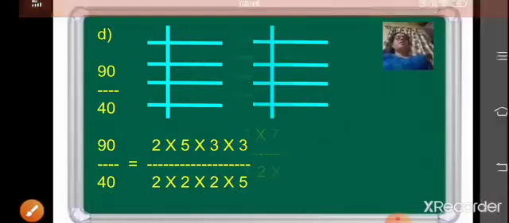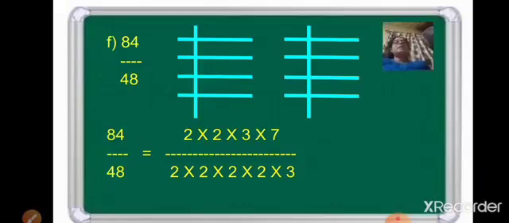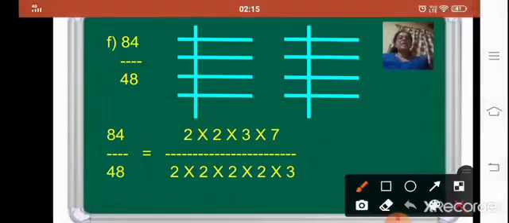Now coming to the next one, that is 84 upon 48. Okay, now we'll take the prime factors of the number 84. So I'll write 84 here and 48. So it is divisible by 2. So 2 4s are 8, 2 2s are 4.